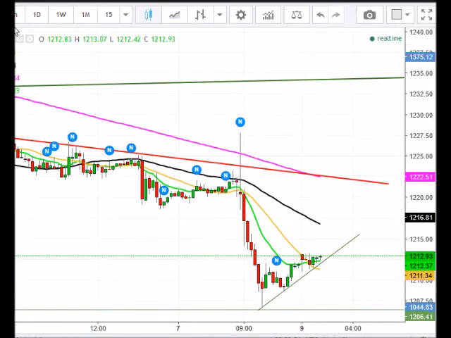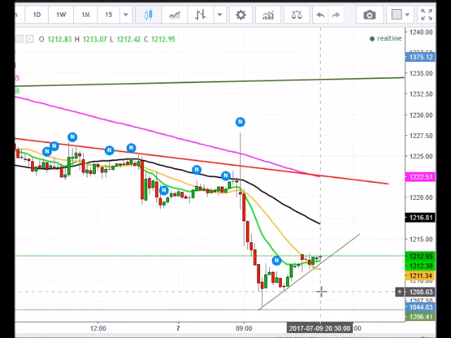So, the grand scheme of things, it just looks like gold still has a little bit more downside to go before we see some kind of a turn, and that'll be a pretty strong move off of that 1170 level. So that's what I'll be looking for.